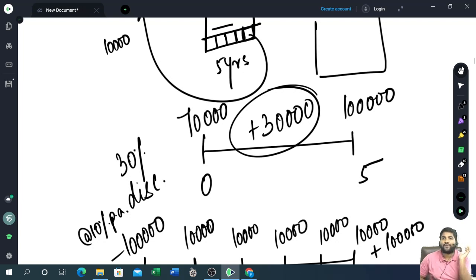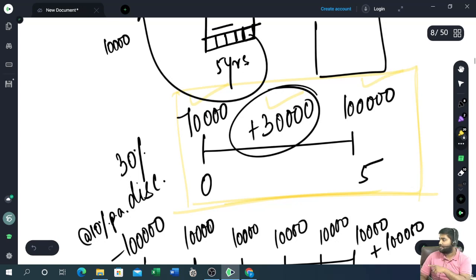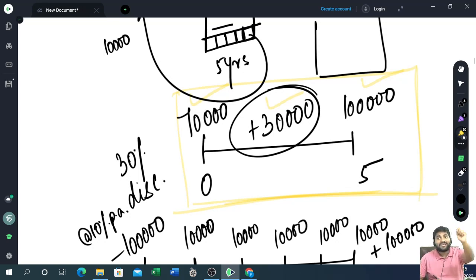I'm asking you all a question. Answer in the chat box. In this type of arrangement, what will be the nominal value of the bond? Will it be 70,000, 30,000 or 1 lakh? Answer in the chat box. What will be the nominal value or the face value of the bond? Tell it to me. 1 lakh. All are saying 1 lakh. The answer is correct. The answer is 1 lakh. Why? Whoever is the holder of the bond will get 1 lakh rupees after 5 years.